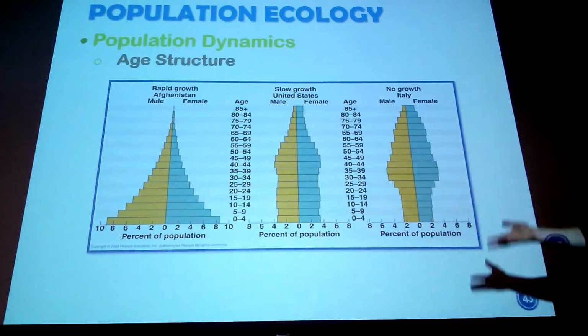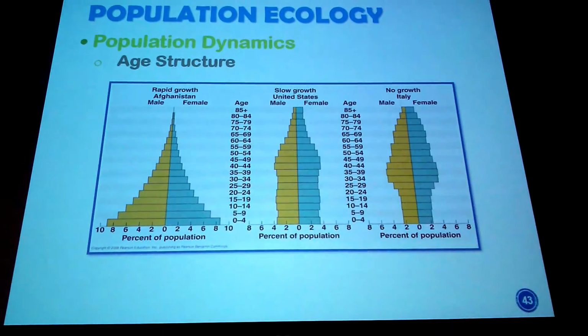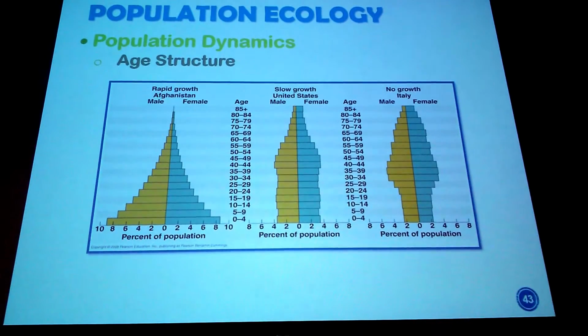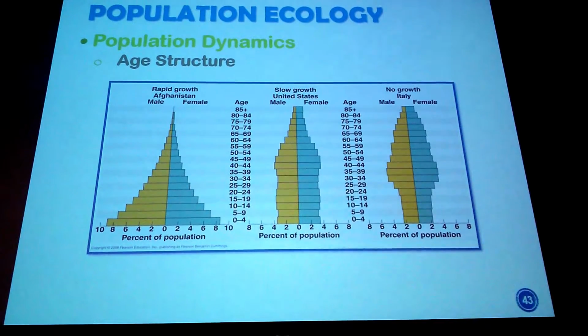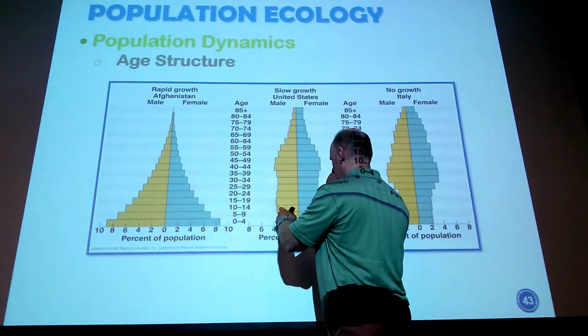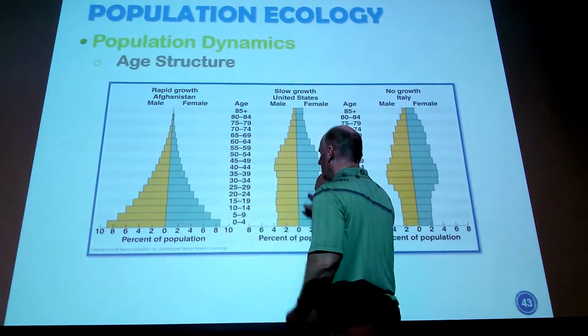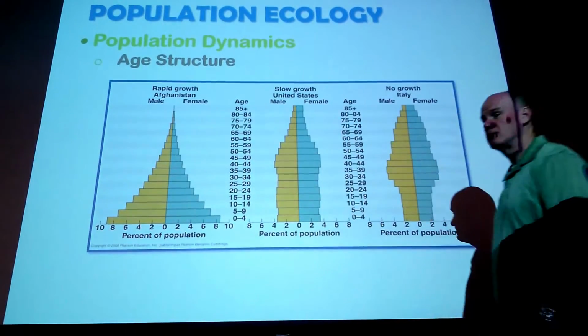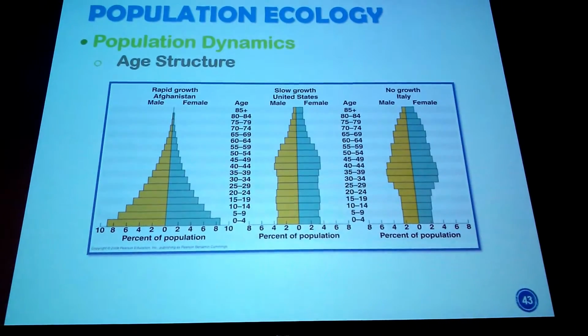So we can use age structure like this to help us determine social, economic, political trends, things like that. But you notice, after the baby boomers, a little bit of a hiccup here, but even lower here, we're starting to see a decrease in the population. So what does that mean?